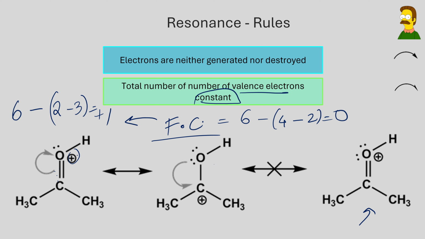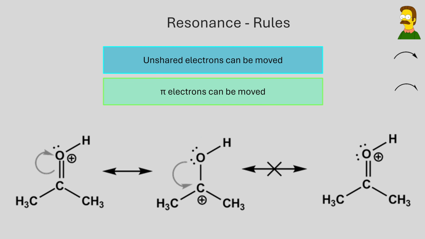Boss, look at the number of electrons around oxygen. It's got 10 electrons. You can't go randomly putting electrons away. It needs to have an octet and we are good. 10 electrons, obviously not good. How 10? 4, 5, 6, 7, 8, 9, 10. Not cool. Hence, this is bad. Okay? Cool. So, unshared electrons can be moved. Pi electrons can be moved.